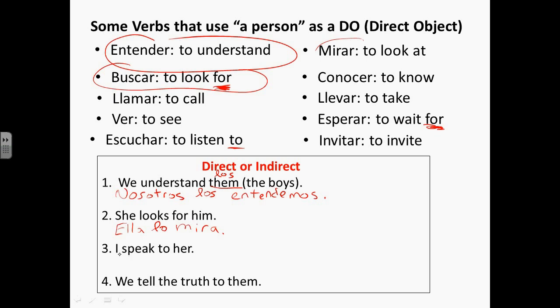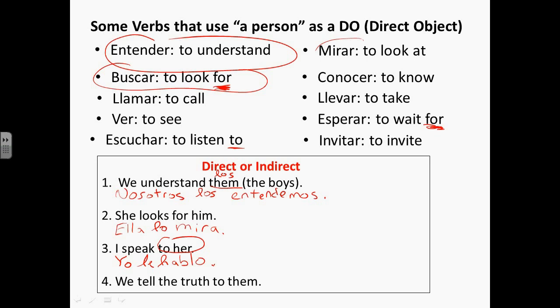I speak to her. Yo hablo. Okay, now here, I speak whom? To find the direct, it's not whom. I speak to whom. In this situation, this is the indirect because it's to whom or for whom. So it's yo le hablo. That's a le right there.